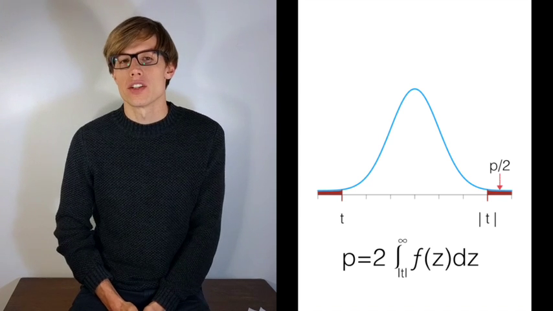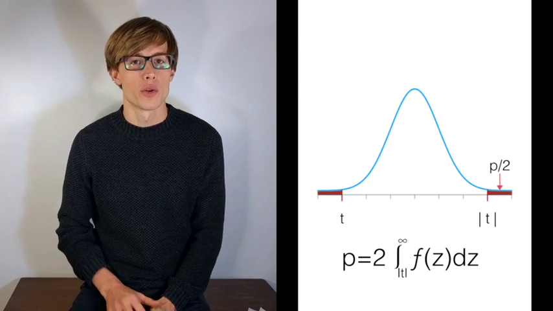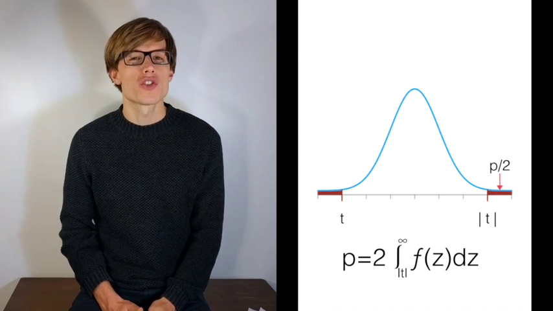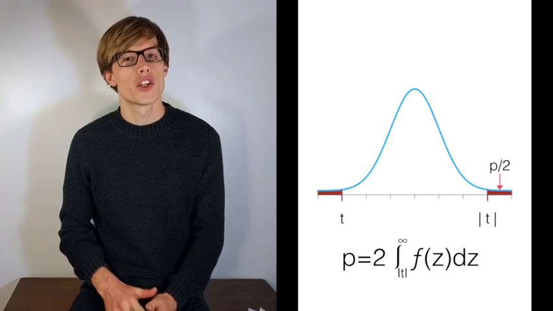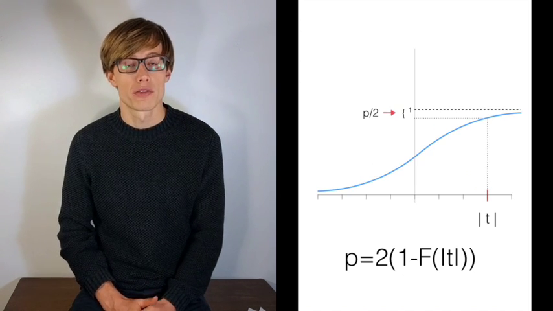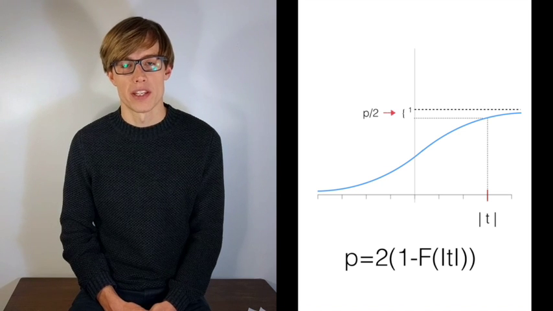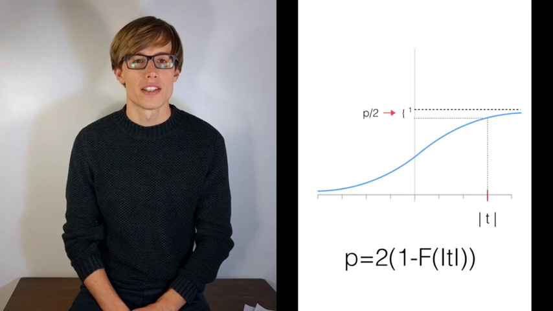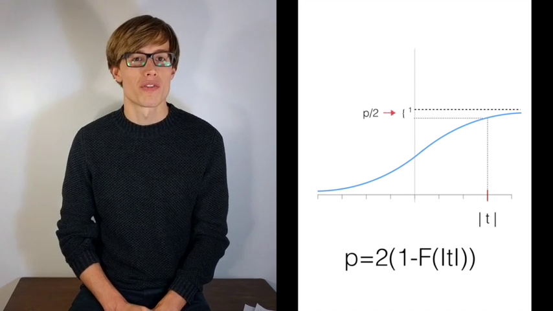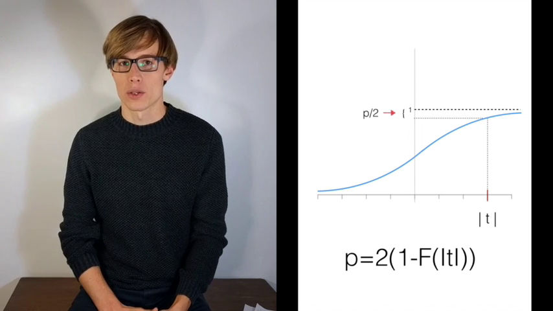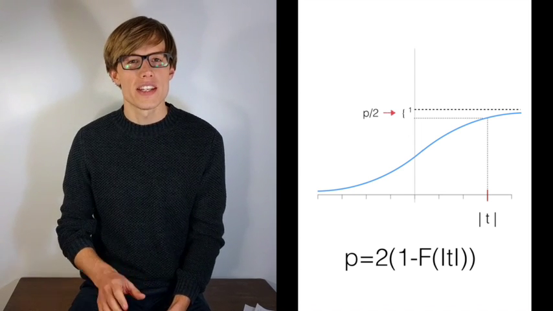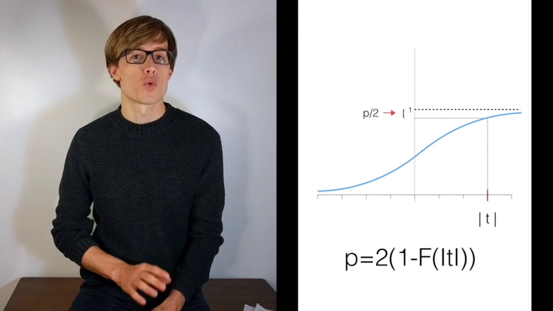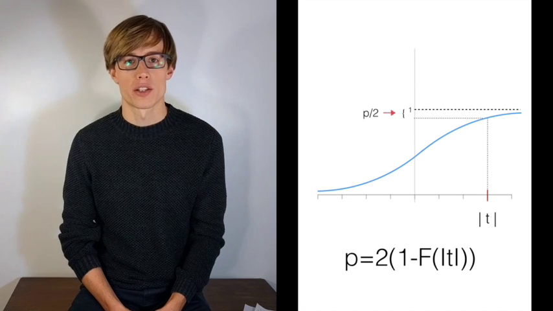Instead of computing the integral from the absolute value of t to infinity of the probability density function, or PDF, we can also just read out the value from the cumulative density function, or CDF, which is the antiderivative of the PDF. The area under the curve on the positive side of the PDF is equal to 1 minus the value of the CDF of the absolute value of t. Let's call the CDF f. Then p is equal to 2 times 1 minus f of the absolute value of t.